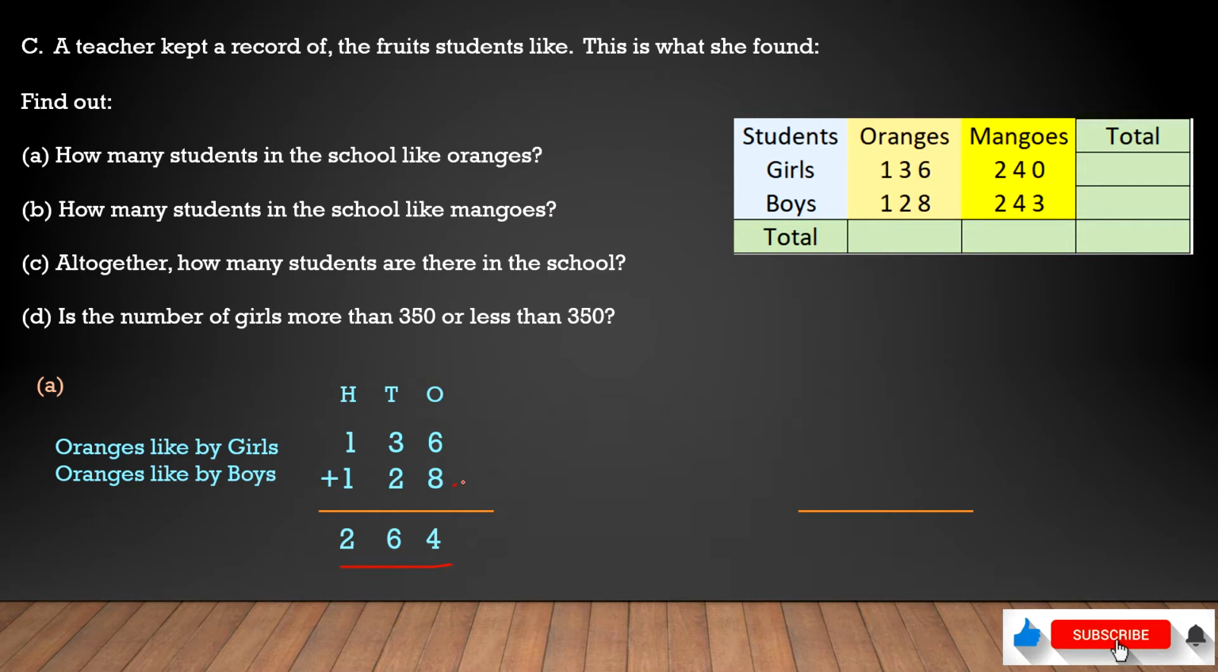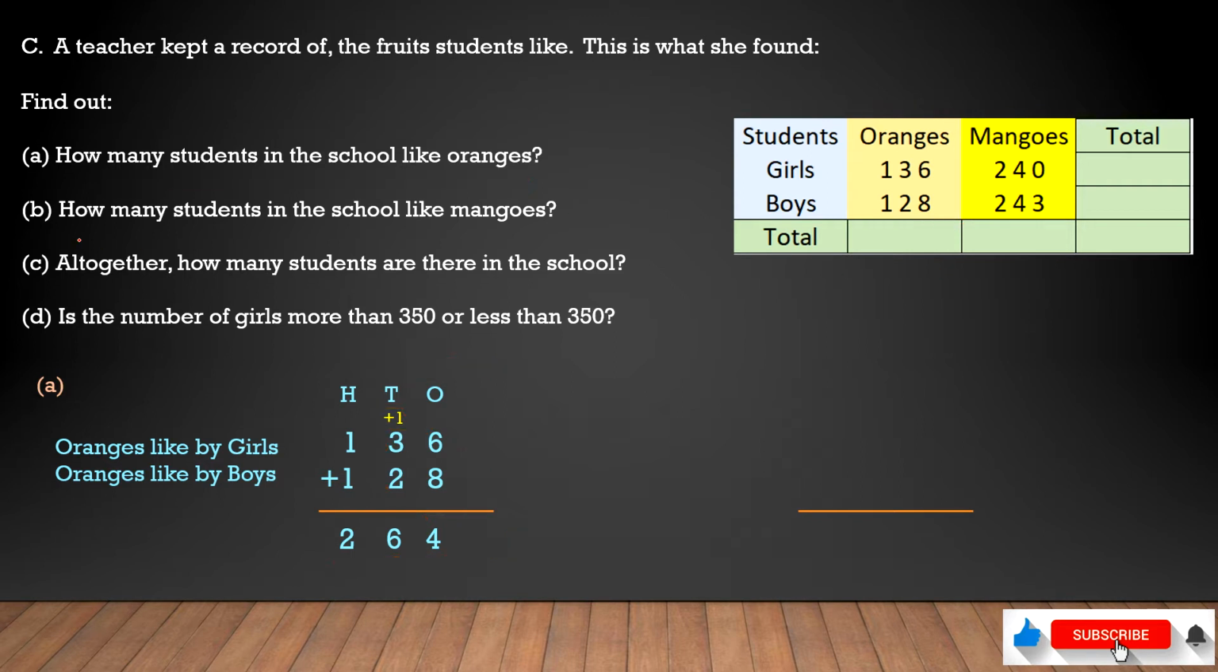How did we get this number? 8 plus 6 will give us 14. 4 is written there and 1 moved to the tens place digit. 2 plus 3 gives us 5. 5 plus 1 is 6. 1 plus 1 is 2. So that's how we got 264. So how many students in the school like oranges? This 264 gave us the number of students who like oranges.